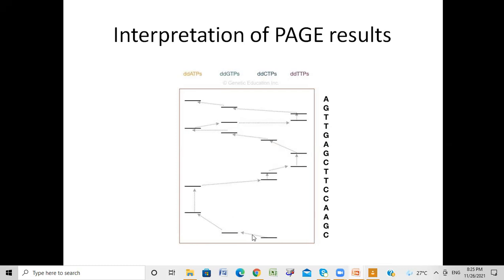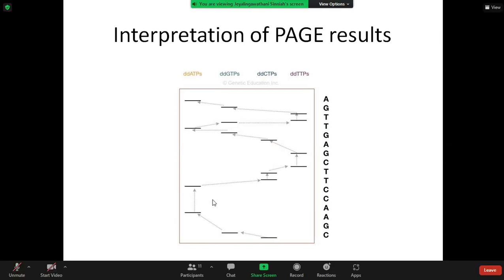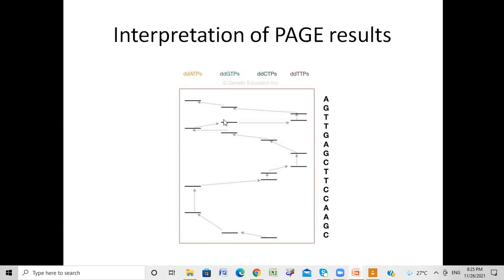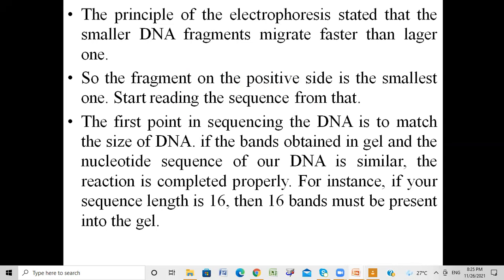You can have the PAGE results as well, and this is for the classical method, where as usual you read from the smallest to the largest. This is for the classical method of Sanger sequencing. The principles of electrophoresis you already know.